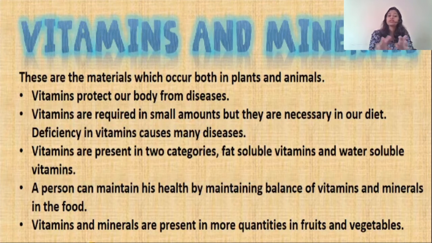these vitamins are present in two categories. First is fat soluble vitamin and second is water soluble vitamin. Fat soluble vitamins include vitamin A, D, E, K, and water soluble vitamins include vitamin B and C. And the fourth is a person can maintain his health by maintaining balance of vitamins and minerals in the food. So we have to include an adequate amount of vitamins and minerals in our food so we can stay healthy. Then last, vitamins and minerals are present in larger quantities in fruits and vegetables.